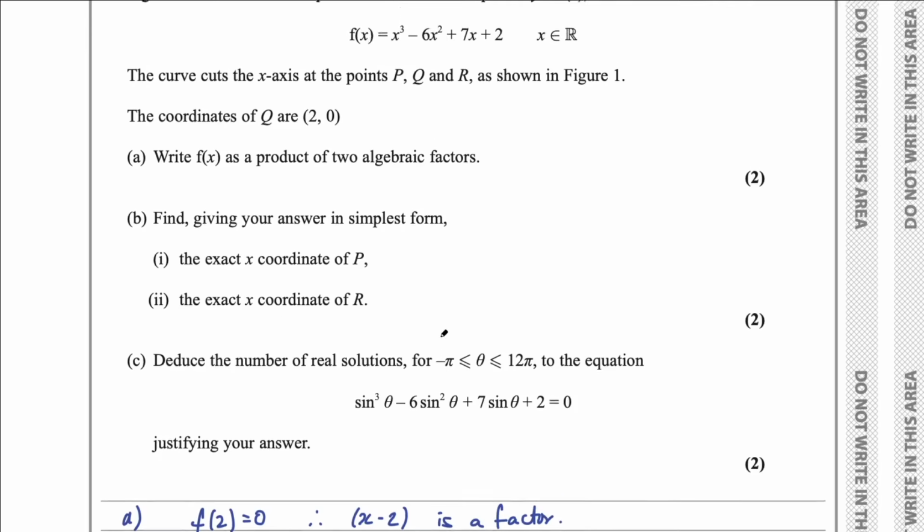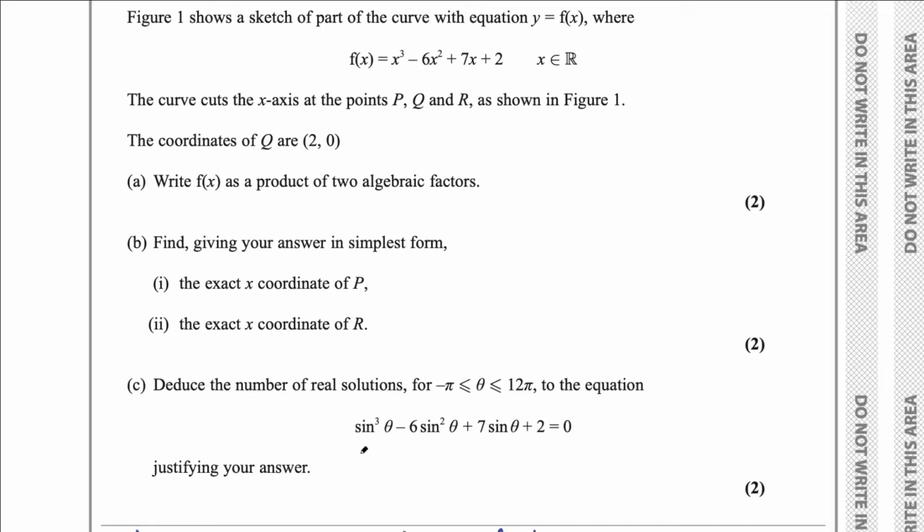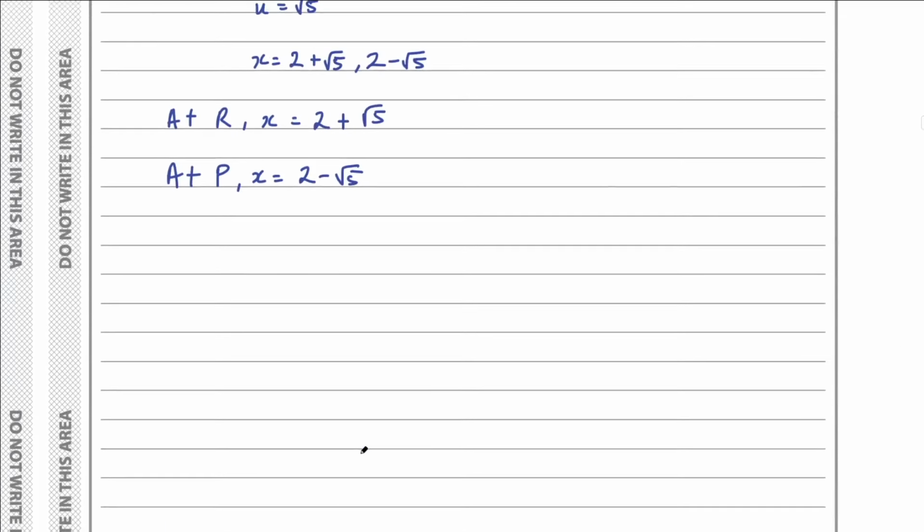Firstly, let's recognize the connection between parts A, B, and C. So this function here is similar to this one here. We've replaced the x's with the sine function. So we found the solutions to this function already. They will be the same as the solutions to this one down here. So we'll use that connection for part C to start off with.